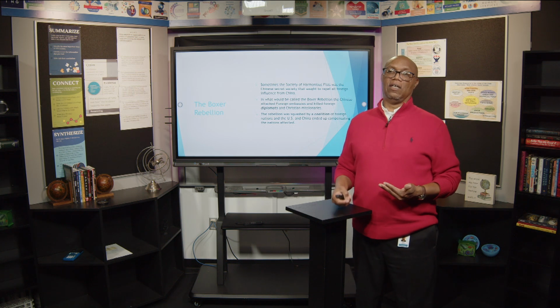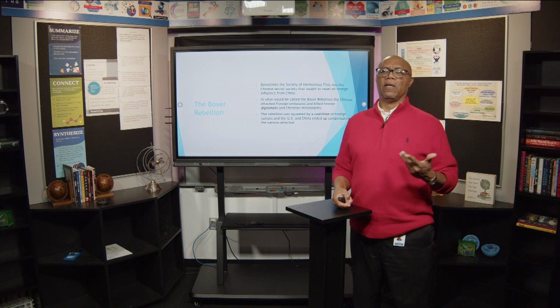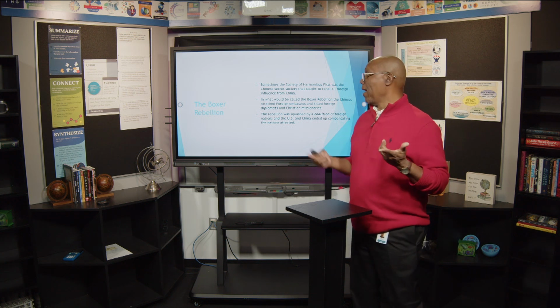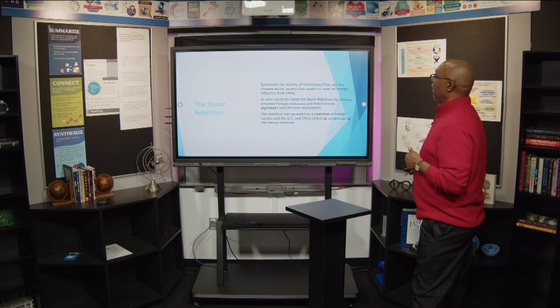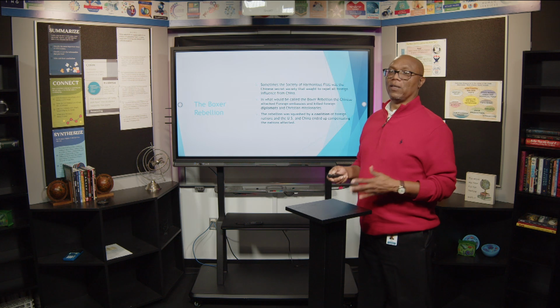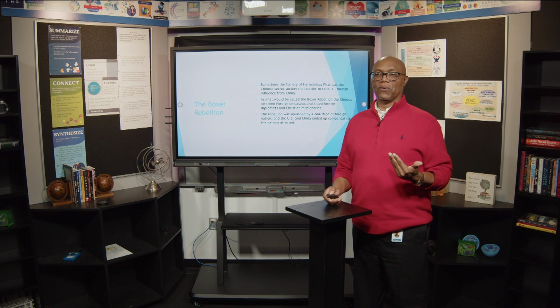And one of the things that the Chinese do in the late 1800s is try to get all foreigners out of China, and that happens with the Boxer Rebellion. The Society of Righteous and Harmonious Fists was the Chinese secret society that sought to repel all foreign influence in China. In what would be called the Boxer Rebellion, the Chinese attacked foreign embassies and killed foreign diplomats and Christian missionaries. The rebellion was squashed by a coalition of foreign nations and the U.S., and China ended up compensating the nations affected. So they started it, they had to pay for it. At least that's what the idea was in America.